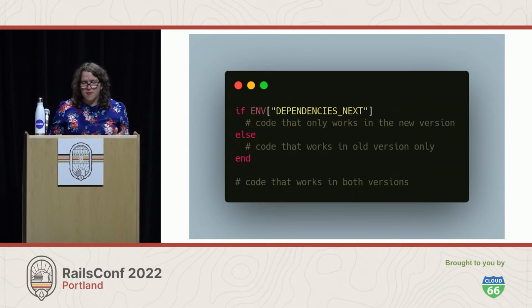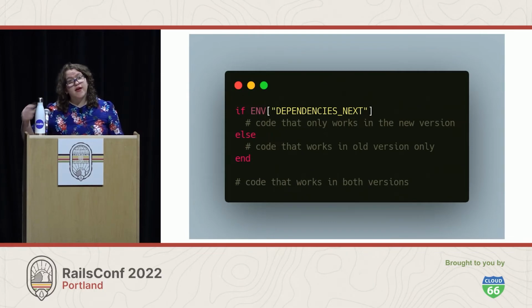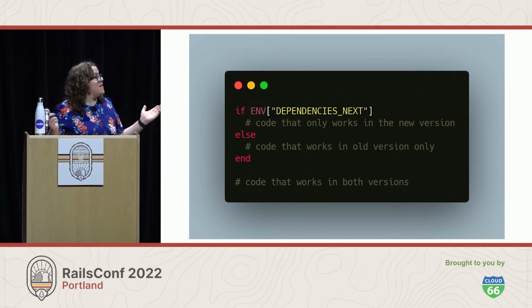There's a decent amount of stuff I'm going to gloss over for the sake of time, but the approach I generally take with Boot Boot is to put any code that can't be run in both versions in an if statement, looking at whether the environment variable is present or not. Any code that works in the current version goes in the else part, and any code that works in either version doesn't need an if statement. Don't put one there.